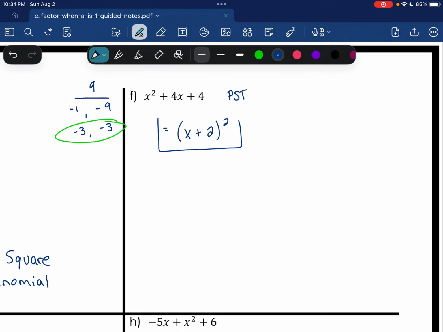Next, we have 3x squared minus 3x minus 60, and this guy here has a GCF that needs factored out. So we're going to factor out a 3. So now we're going to have x squared minus x minus 20. So we looked at factors of negative 20 that added to negative 1, and we went with 4 and negative 5. So we've got 3 times x plus 4, x minus 5, like so.